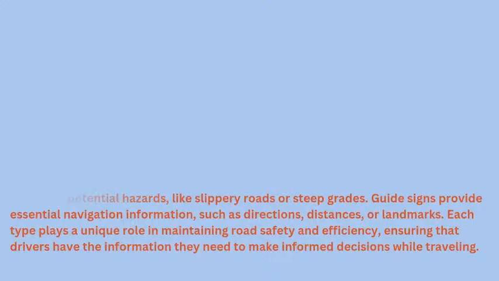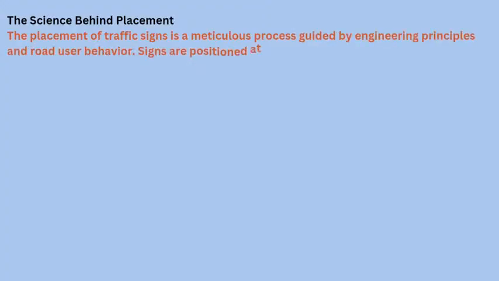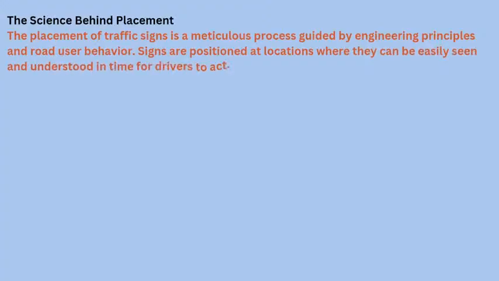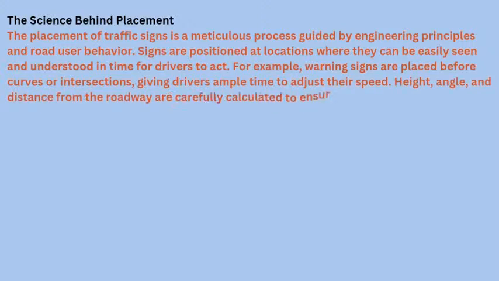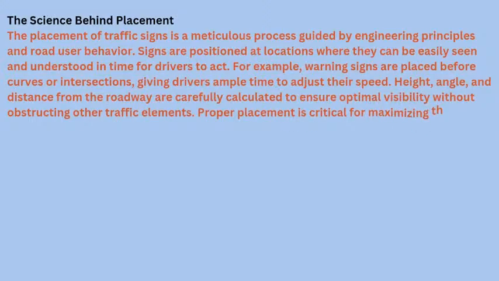The science behind placement. The placement of traffic signs is a meticulous process guided by engineering principles and road user behavior. Signs are positioned at locations where they can be easily seen and understood in time for drivers to act. For example, warning signs are placed before curves or intersections, giving drivers ample time to adjust their speed. Height, angle, and the roadway are carefully calculated to ensure visibility without obstructing elements. Proper placement is critical for maximizing the effectiveness of traffic signs.